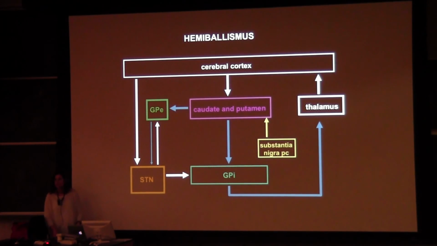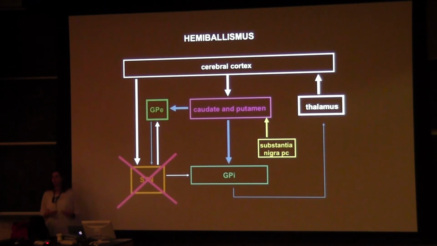Hemiballismus, this is the opposite. This is a hyperkinetic motor disorder. This is caused by a lesion of the subthalamic nucleus, usually from stroke. It is a lesion that usually is vascular. It's usually on one side, hence the hemiballismus. And when that happens, of course, you lose excitatory drive to the GPI, which means that it's no longer inhibiting movement. So the GPI is no longer inhibiting the thalamus, which then is free to excite the cortex.